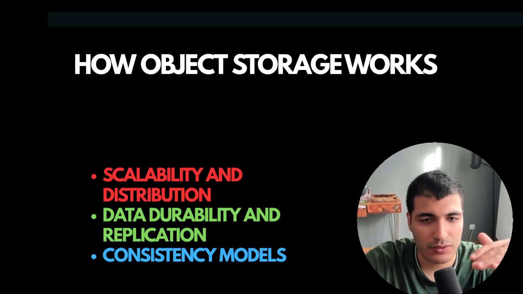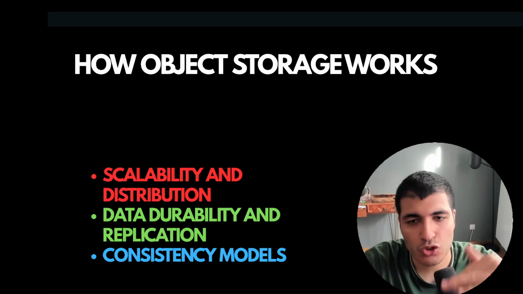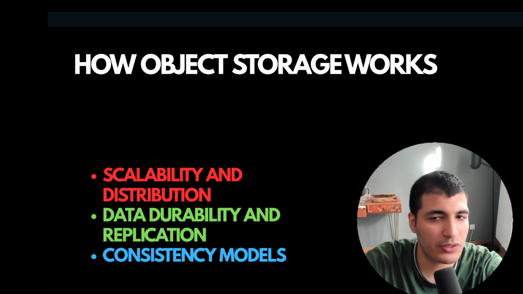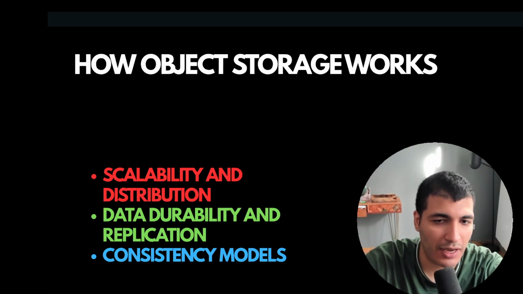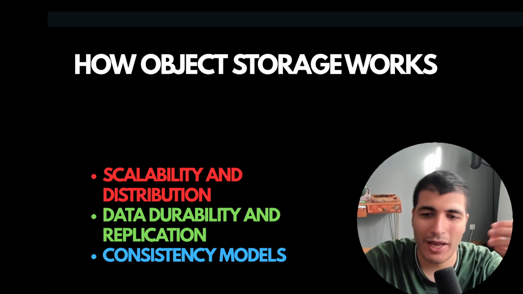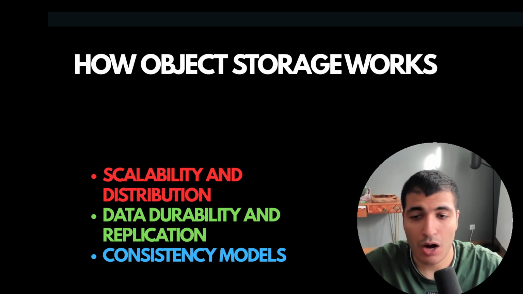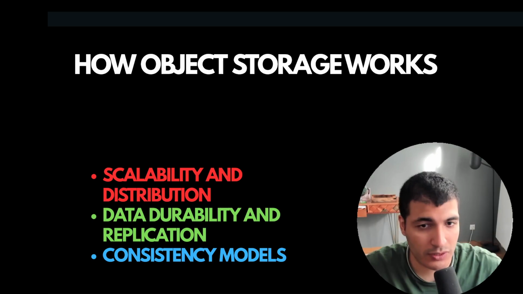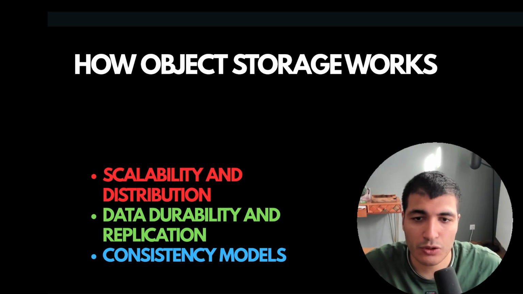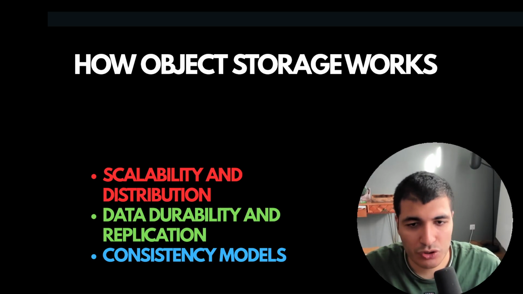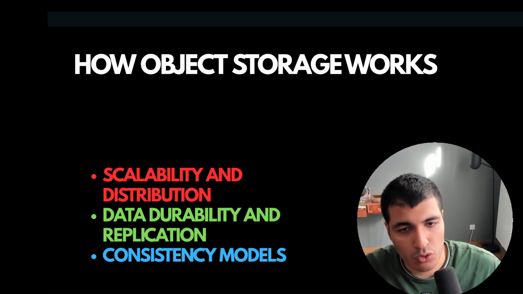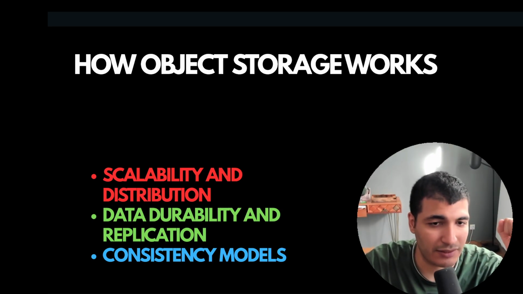One of the key reasons object storage scales so well is how it distributes data. Techniques like consistent hashing and sharding are used to evenly spread objects across all the available storage nodes. This ensures that no single node becomes a bottleneck as the amount of data grows. When you need to retrieve an object, the system uses its unique identifier to quickly locate which node or nodes hold that data.